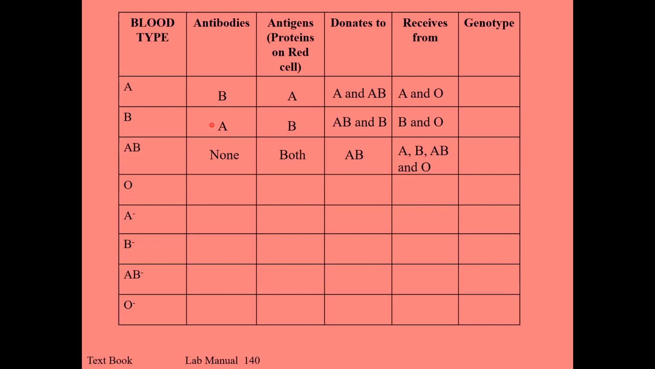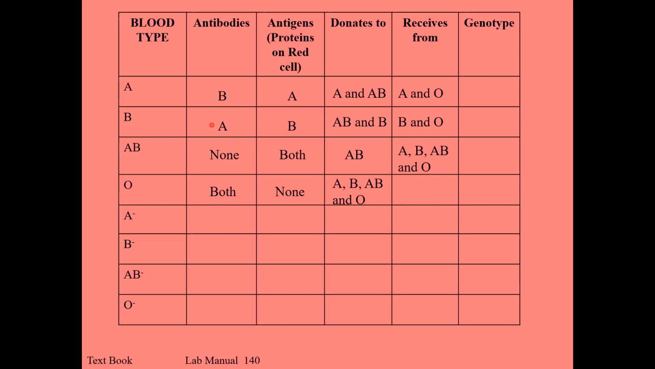So let's look at blood group O. What antibodies will O have? Both, because they don't have an antigen. What antigen do they have on the red cell? None. They're born without any antigen. Who can they donate to? Tell me why now.